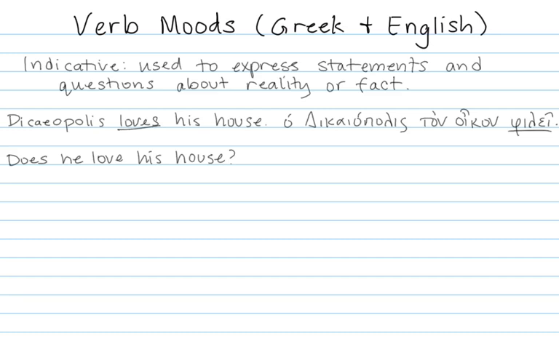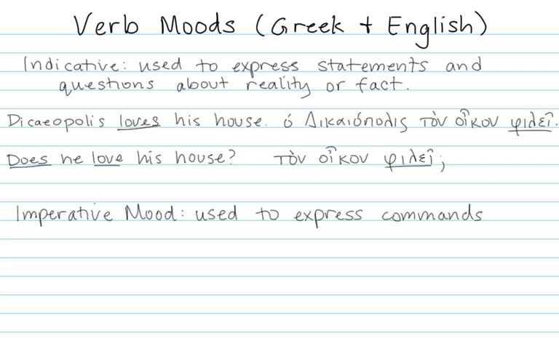An example with a question is, does he love his house? English is a little complicated and the verb has two parts, does love. But in Greek, the question indicative is the same as the statement indicative. Ton oikon phile; where phile is now a question as indicated by the semicolon at the end of the sentence, which is the Greek question mark.